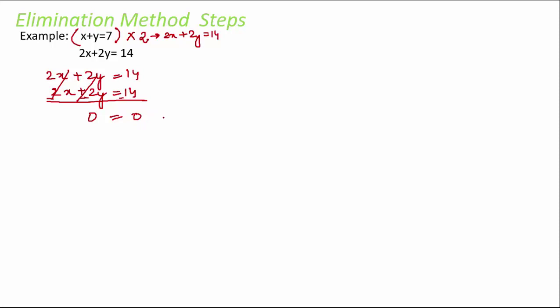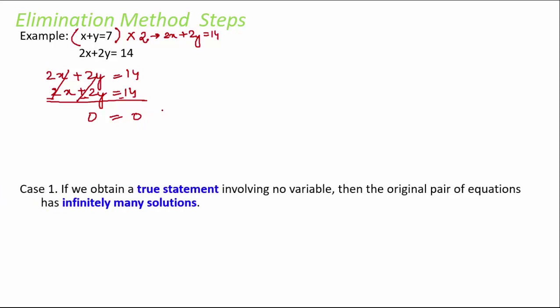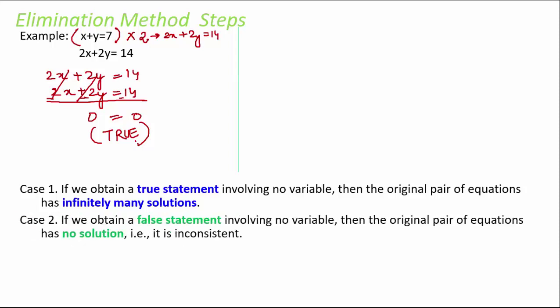Now again, let's look at the situations. In case 1, let us suppose we obtain a true statement, like how we got here. It is a true statement but with no variable. That means they have infinitely many solutions. Second scenario could be we obtain a false statement with no variable. That would mean that the original pair of equations is inconsistent. It has no solution. So let's take an example of that kind, the no solution type.